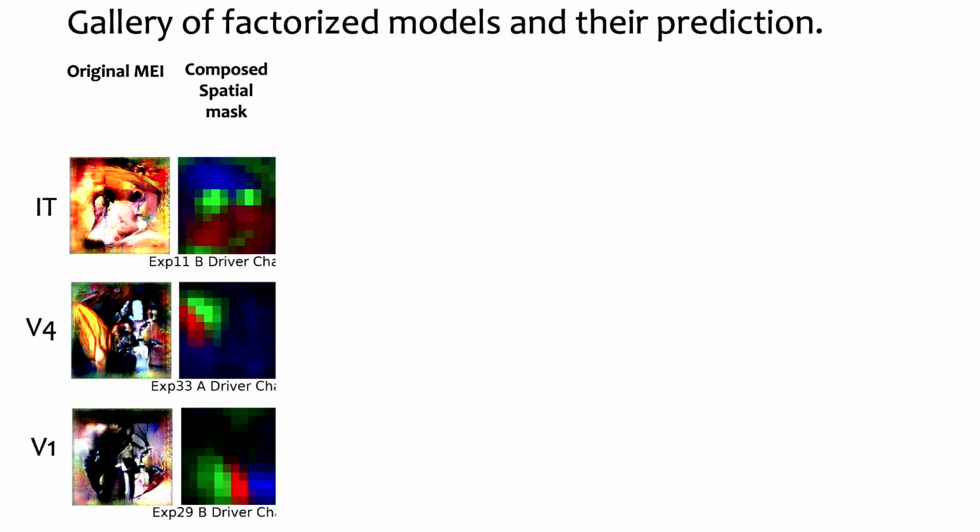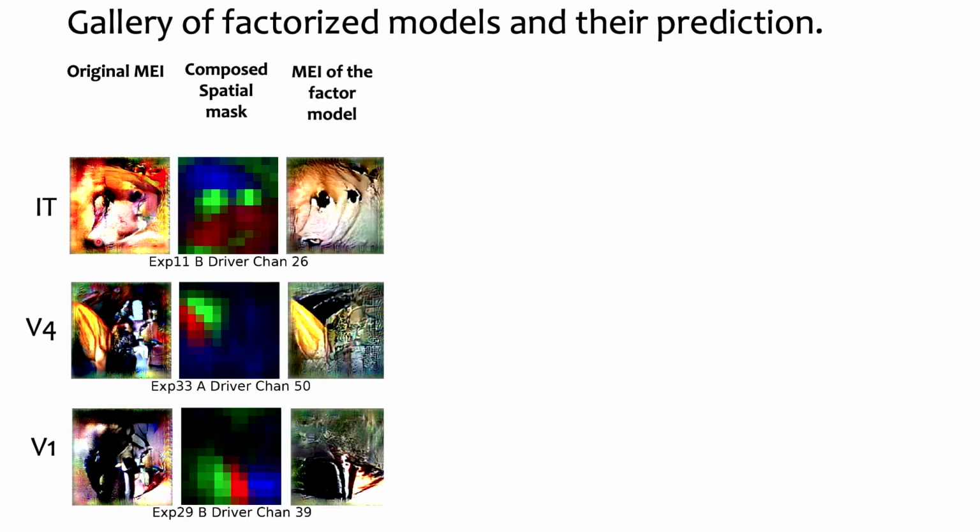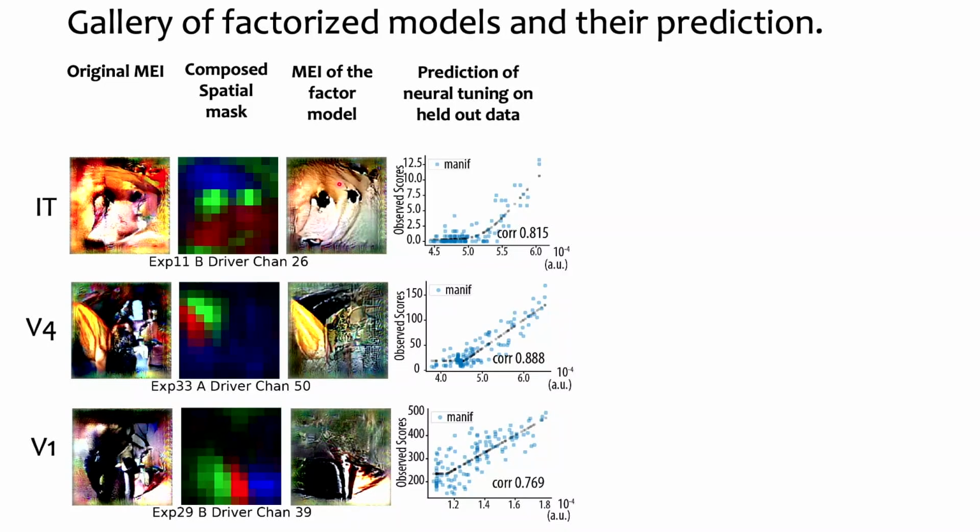And here is the composed spatial mask showing the importance of the features, and this time it is highlighting maybe the eyes or maybe this nose. And we can synthesize the MEIs from this factorized model again, which definitely simplified the images quite a bit. And this model can also predict the neuron firing rate pretty well through this experiment.